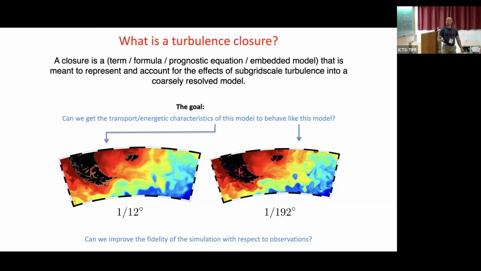So sort of the goal, like I've just shown before, can we get the stuff in this model to behave a little more like this model? Again, obviously it's impossible when you jump a factor of 16 in resolution, but by parameterizing those prime terms, hopefully you can get the important stuff to match up as best as possible and improve the fidelity of the simulation with respect to whatever observations you may have.